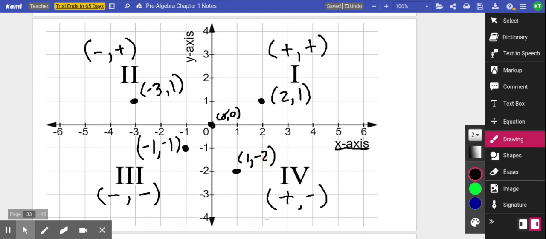Now, we can also have points that end up on the x or the y-axis. For example, if I had a point on the x-axis, say this point here, my x value would be 3 because I go 3 to the right. I don't go up at all, so my y value would be 0. We can also have points that end up on the y-axis. For example, this point here. Notice I don't go over at all for x, so that's at 0, and my y value goes up to positive 3.